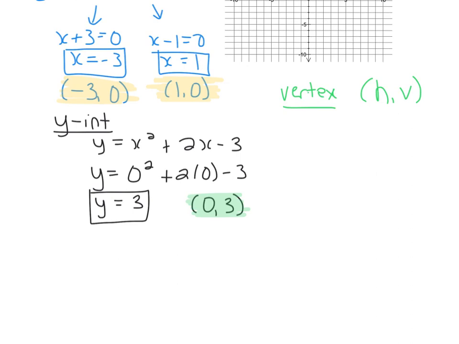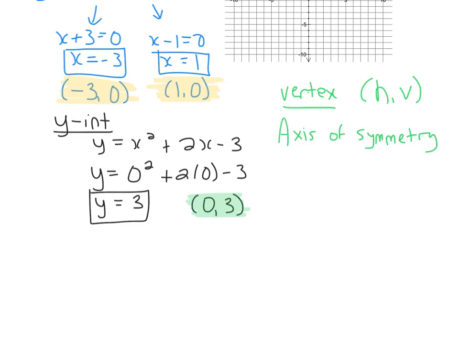I use the letters H and V to represent the vertex. H says horizontal shift and V says the vertical shift. You may have used different letters like H and K or P and Q, but try to get used to using the letters H and V because that will come in handy when we look at our second unit.